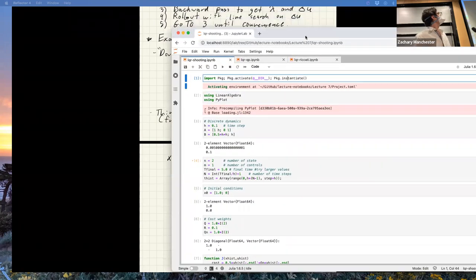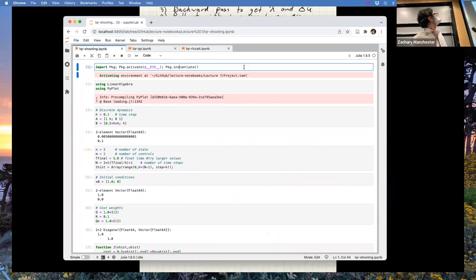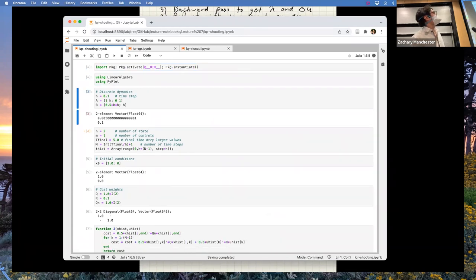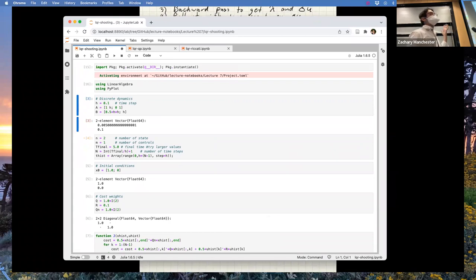Let's do this. Everyone see that okay? So here we go. Here's the discrete time dynamic. We just wrote down the A and B matrix, and I'm making the time step 0.1 seconds. Nothing crazy, just some bookkeeping. We have two states, one control input. For now, I'm going to make the final time 5 seconds. So 5 seconds at 10 hertz is 50 time steps, 51 technically, I guess.